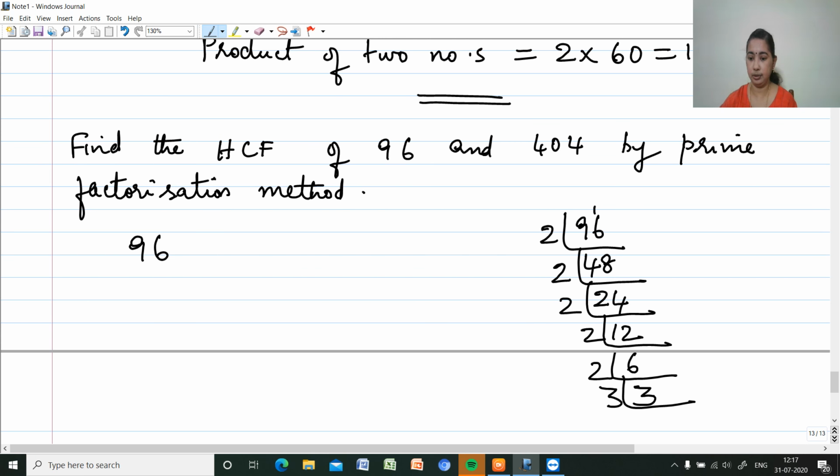So 3, 1. So what is 96? 96 can be written as, how many 2s are there? 1, 2, 3, 4, 5 twos. That is 2 raised to 5 into 3. And how can we write 404?